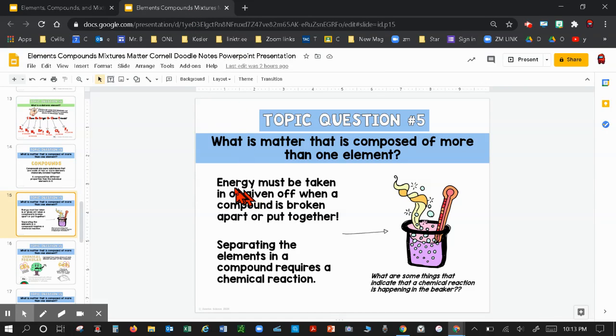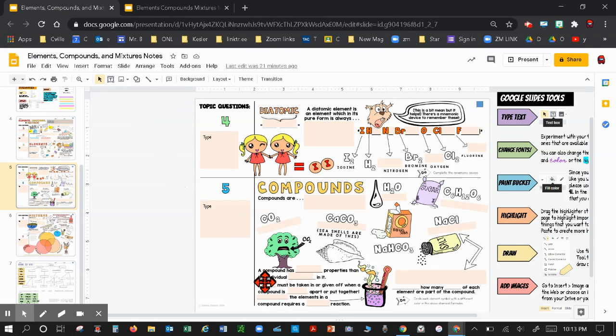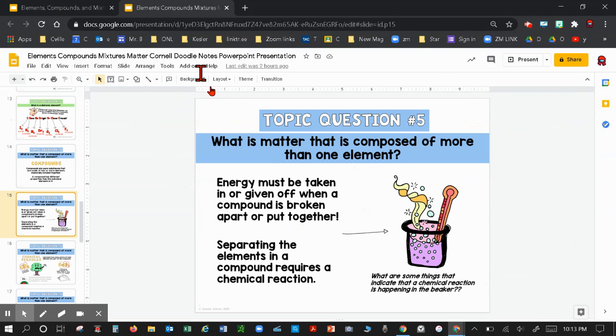So next part to fill out, we're right down here where it says must. Energy must be taken in or given off when a compound is broken apart or put together. Separating the elements in a compound requires a chemical reaction.